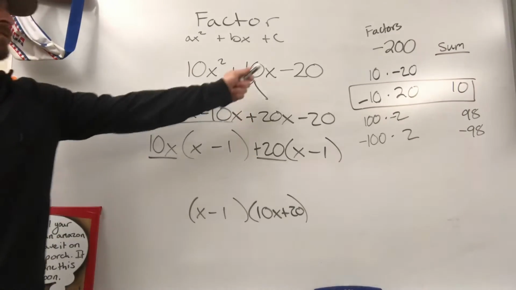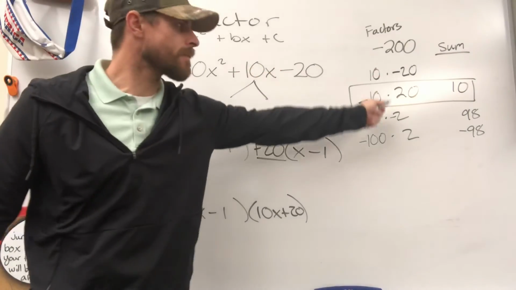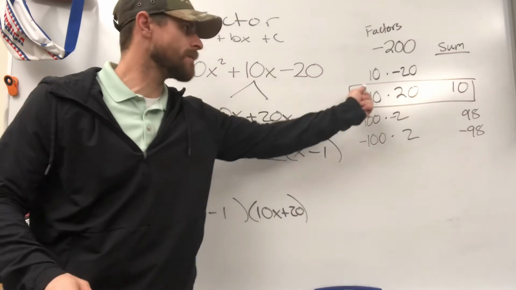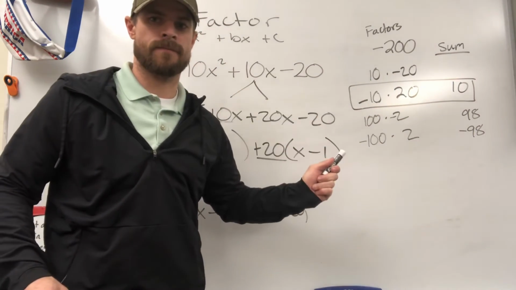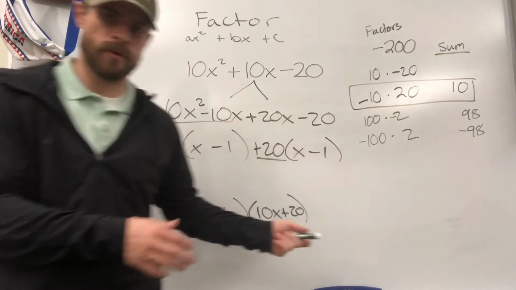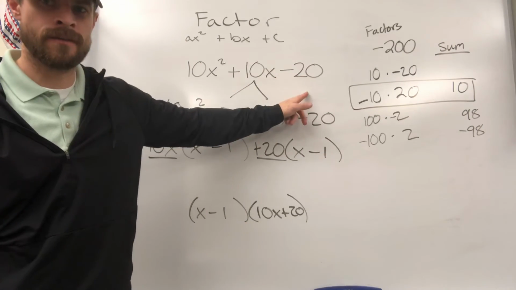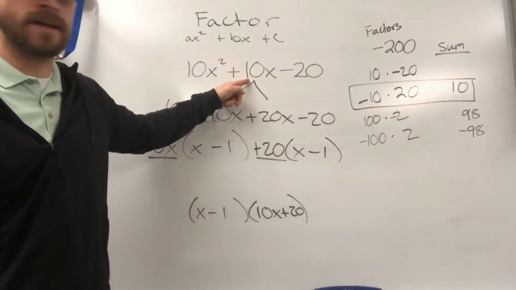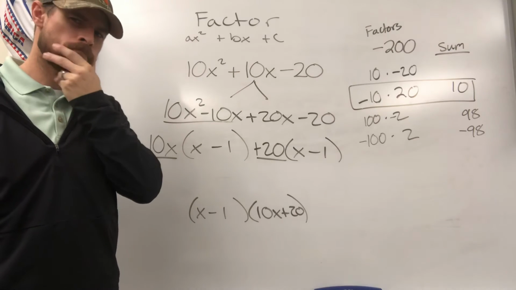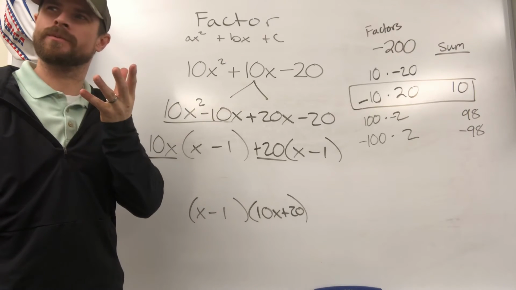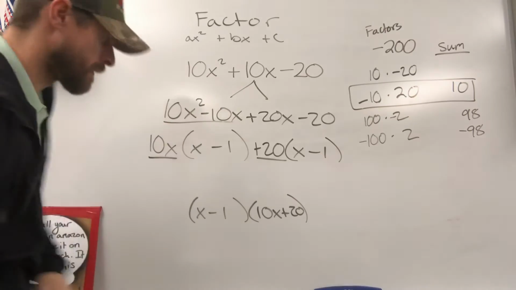In this case, the only difference was we got a negative here, so when we were listing out our factors, we had to give both a negative and a positive. Okay, on this last and final example, we're going to have a positive here, but we're going to have a negative there. How in the world are we supposed to make that happen? Let's find out.